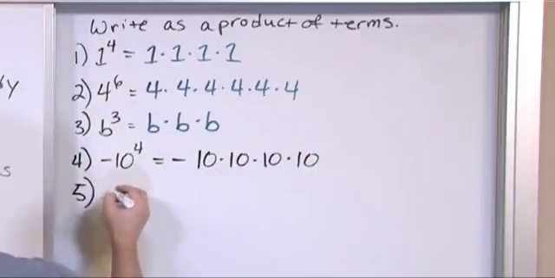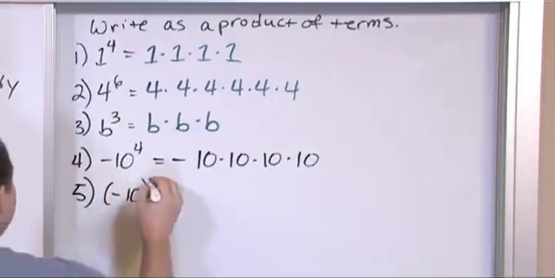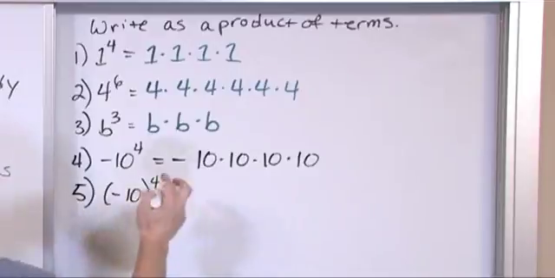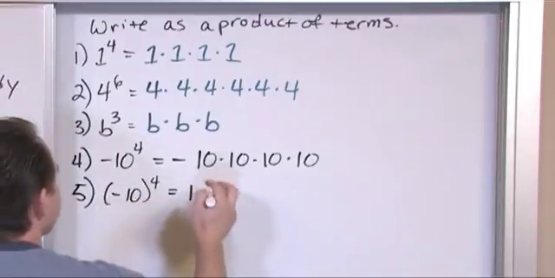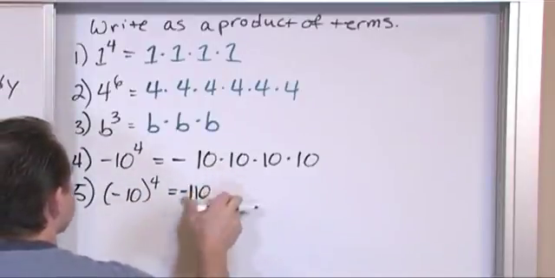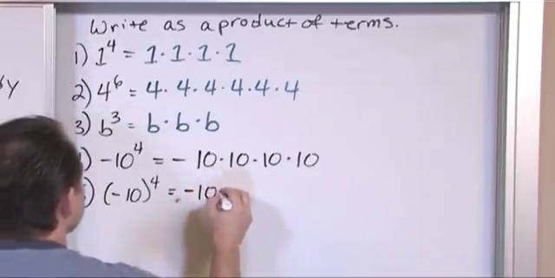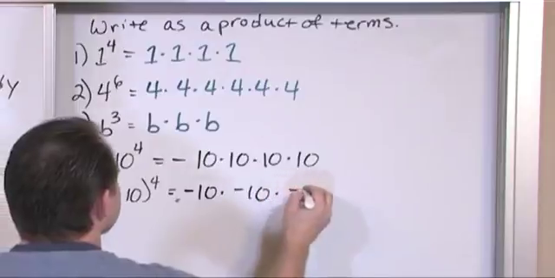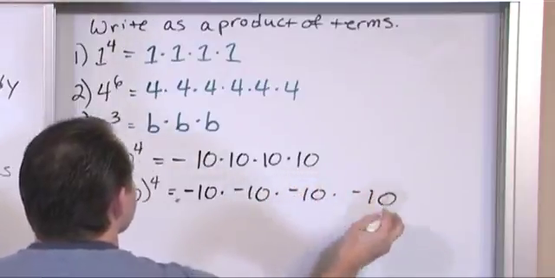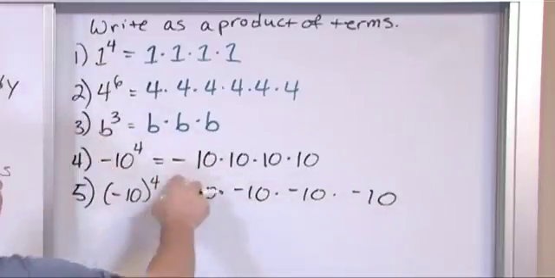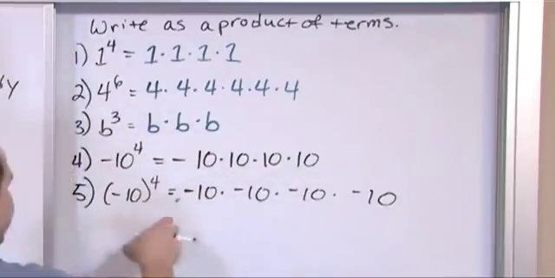Now if I had written it differently, negative 10 raised to the power of 4, everything is inside the parentheses. That is the base. So here I would have negative 10, whoops, got to write 10 correctly, negative 10 times negative 10 times negative 10 times negative 10. So you see it's clear because it's all inside the parentheses that the negatives are carried throughout. This is going to give you a different answer than this because of the negative signs.